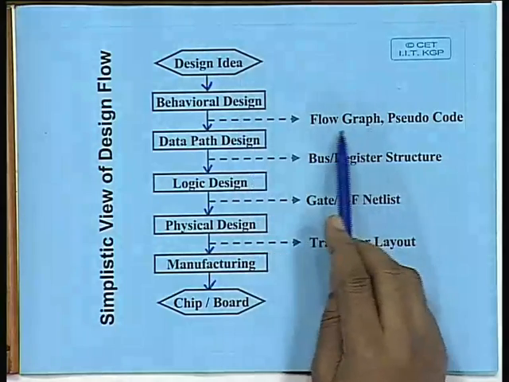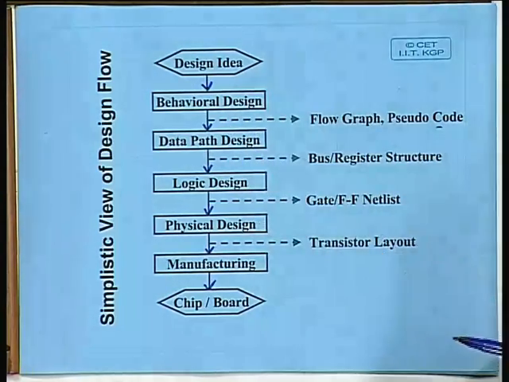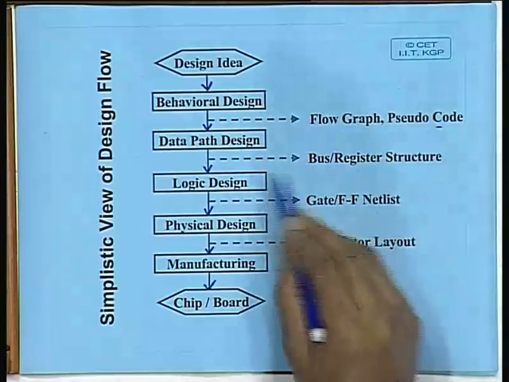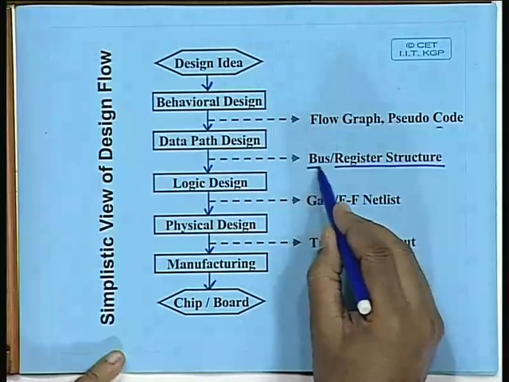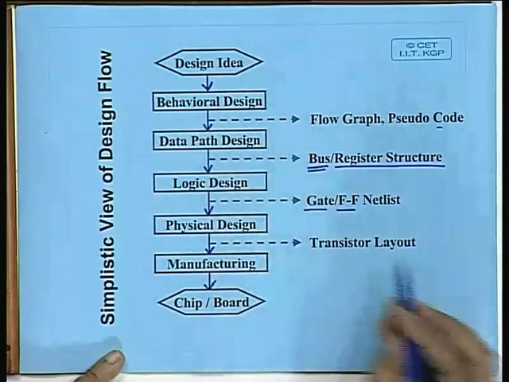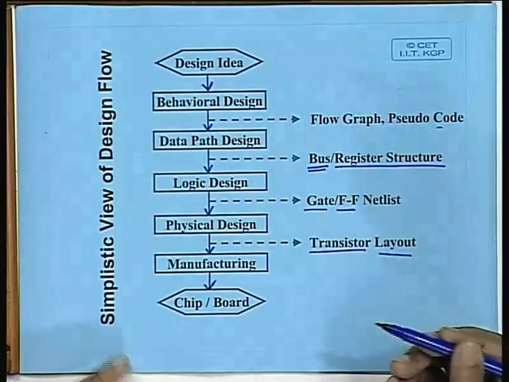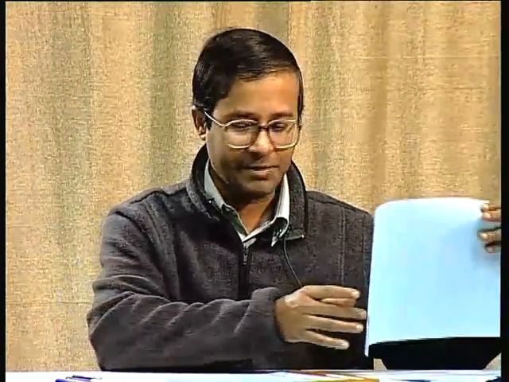After the behavioral design, you can get during synthesis something called a flow graph or a pseudo code representing the netlist. So, after RTL design, you get a register structure, which consists of registers, ALUs, arithmetic units, multiplexers. They may be interconnected by buses. Logic design will generate a netlist with gates and flip flops. Physical design will talk about transistors and their layouts and so on. So, this is a simplistic view of design flow. So, data path design is the RT level? Data path design is the same as the RTL level design, register transfer level design. Yes. Okay. Now, before actually going through the steps, let us look at the design process from a slightly different perspective.